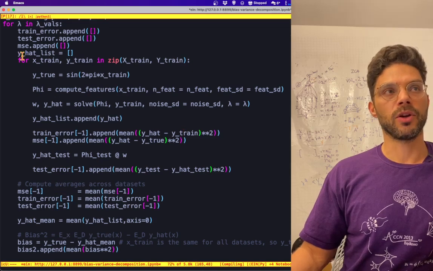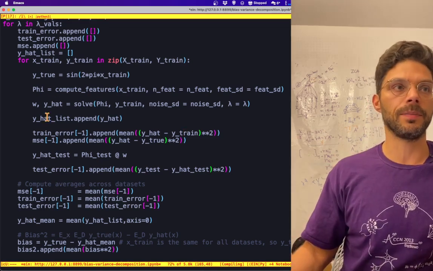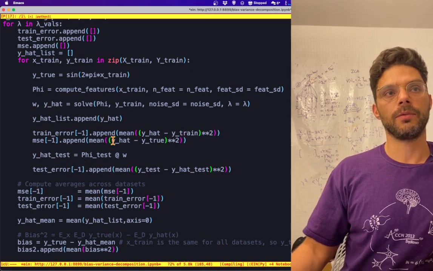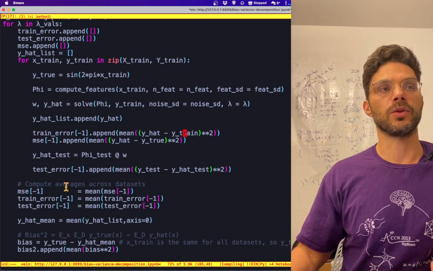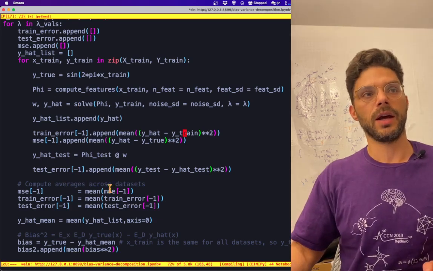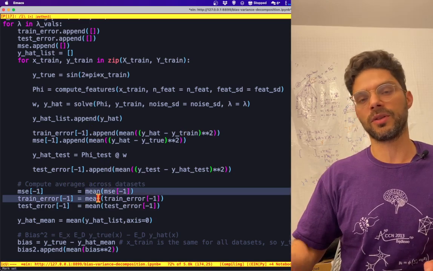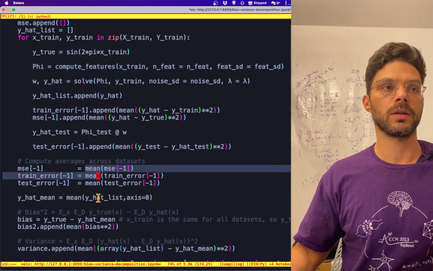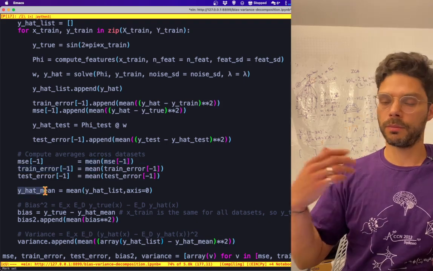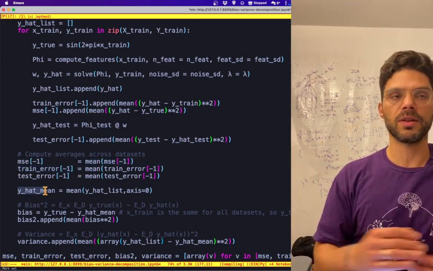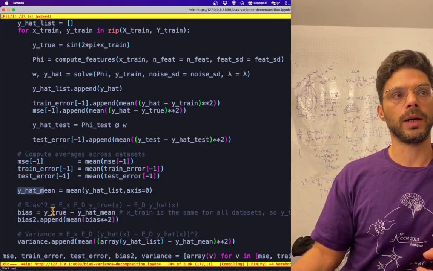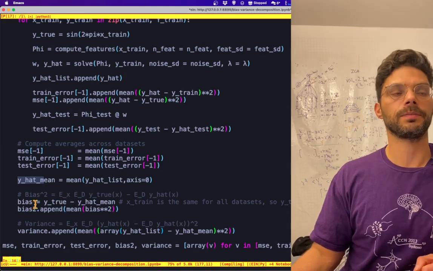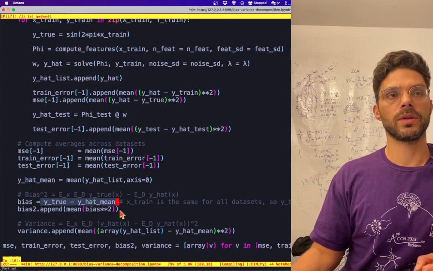And then we've been adding up these contributions for every single data set here. In this step, we average all of them across the data sets. We compute the average prediction across data sets that we need. So that's what we need to compute the bias. That's what's happening here.